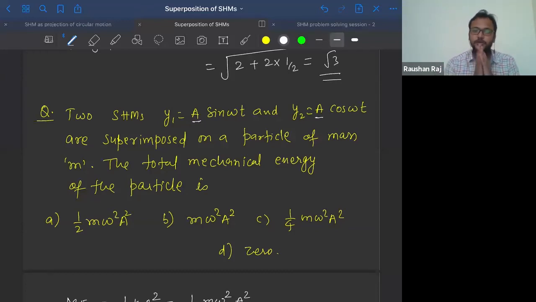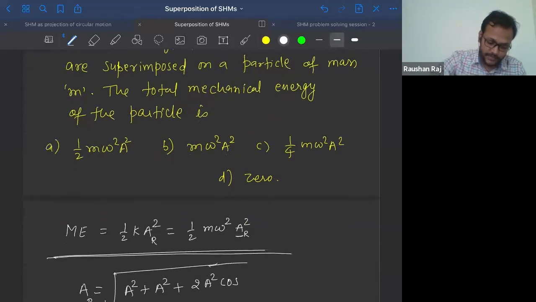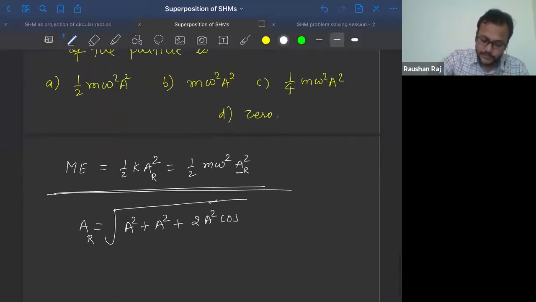See, whenever you are going to find the phase difference, you should consider the phase of each SHM when they are expressed in the same trigonometric ratio. If you are saying this is sine, then this should also be sine. So first you have to convert this y2 in terms of a sine of something. Let me write that here. So y1 is equal to a sin omega t. What will be y2? It is a cos omega t.